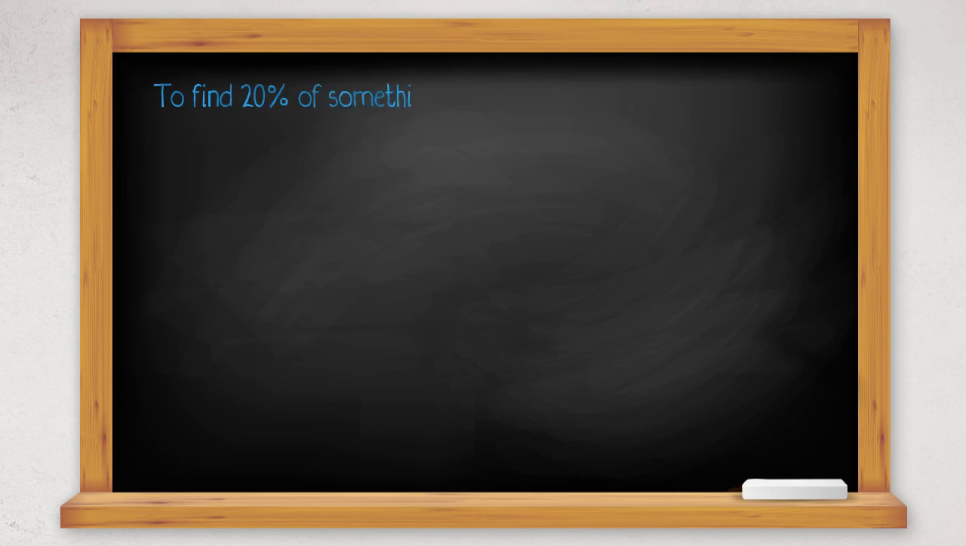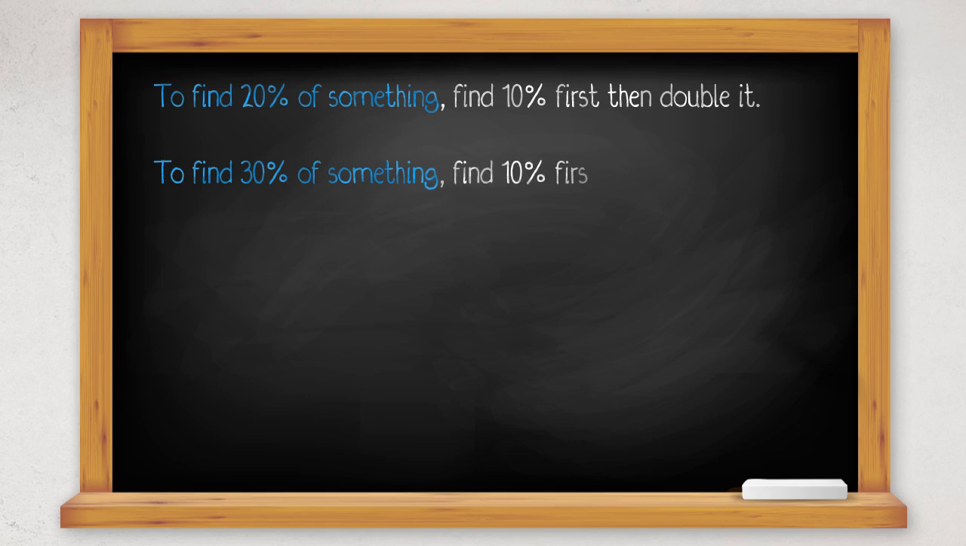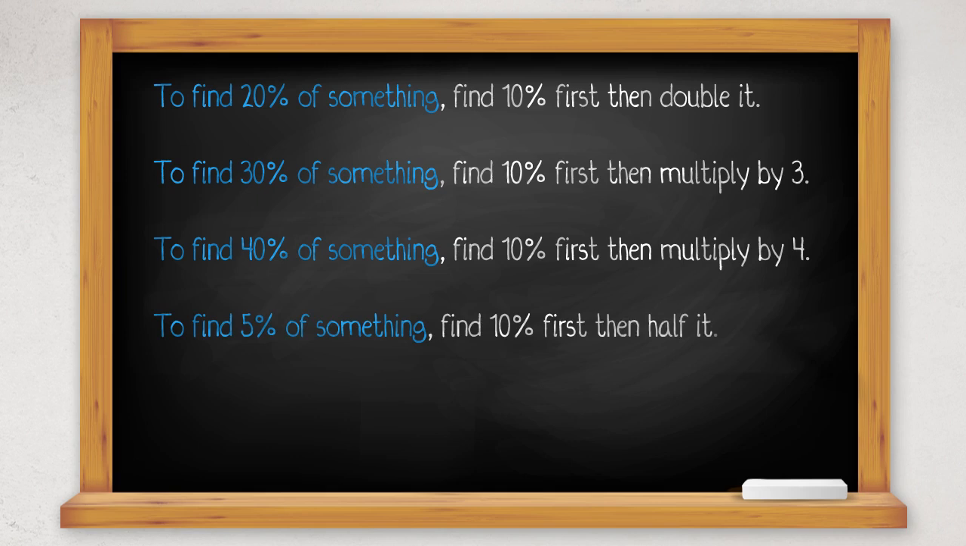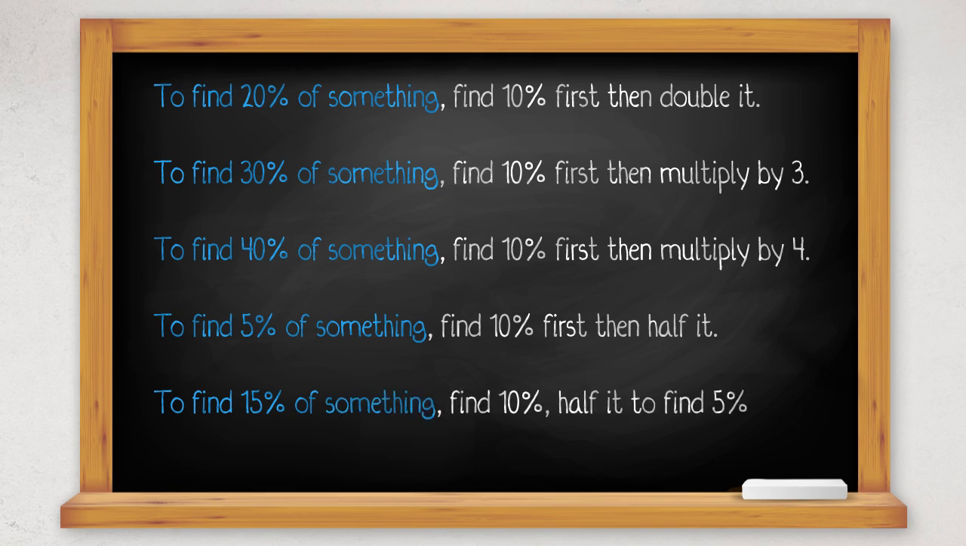To find 20% of something, find 10% first, then double it. To find 30% of something, find 10% first, then multiply by 3. To find 40% of something, find 10% first, then multiply by 4. To find 5%, find 10% first, then half it. To find 15% of something, find 10%, half it to find 5%, and then add them together.